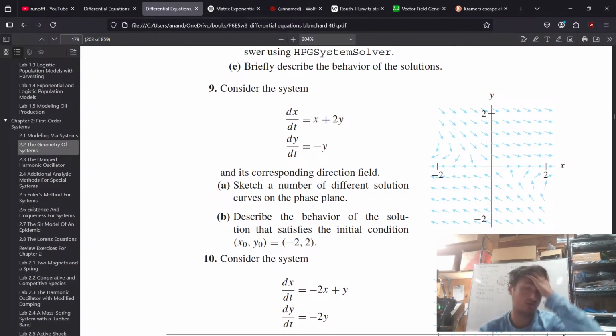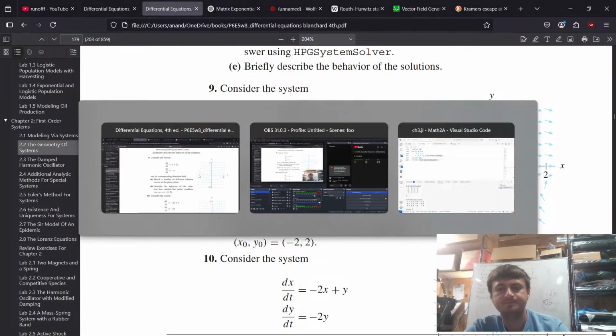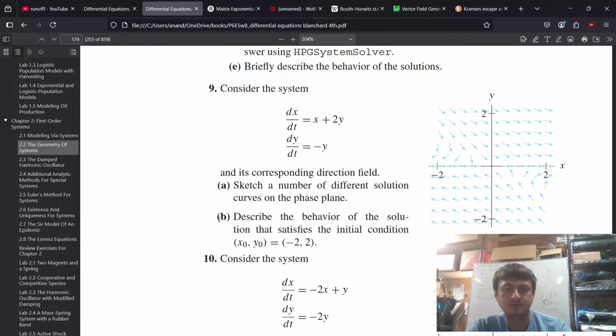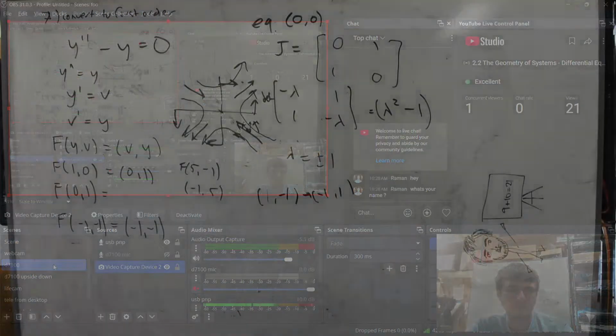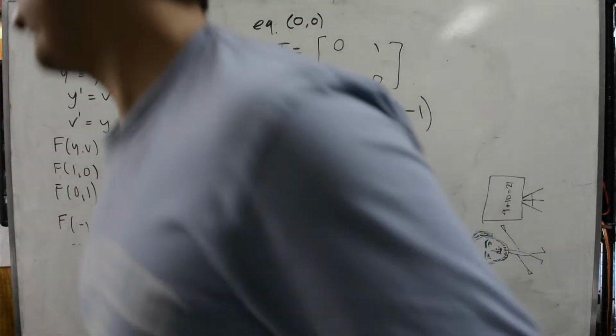Let's just keep hammering these problems because I have a lot to do. Okay, so all right, I don't know if we're gonna do this one on the board. You know what I don't understand? Actually, we are gonna do this one on the board because number 9 is kind of weird.